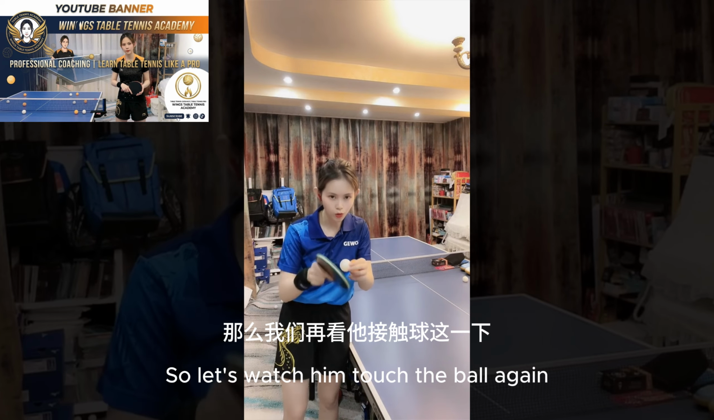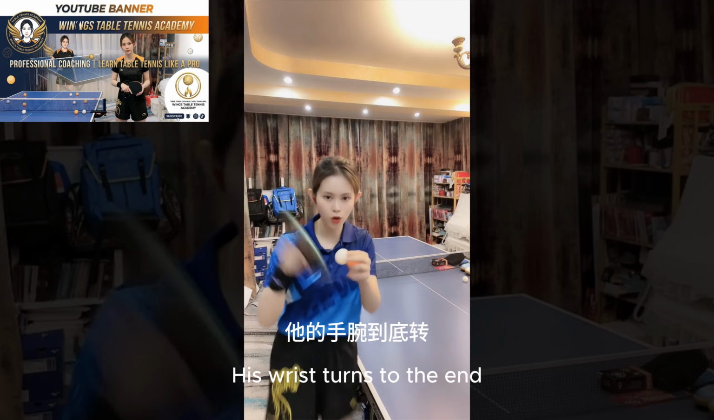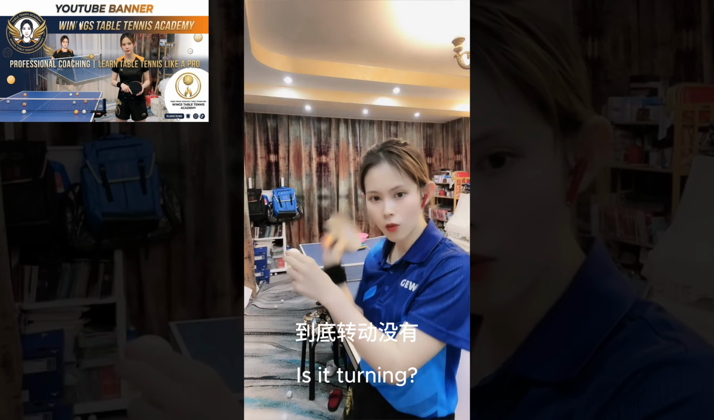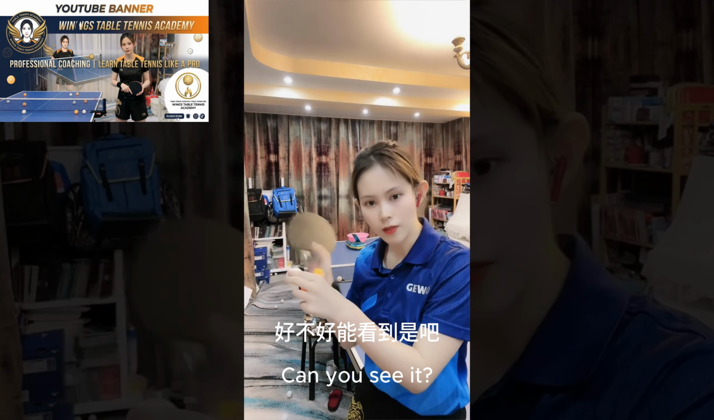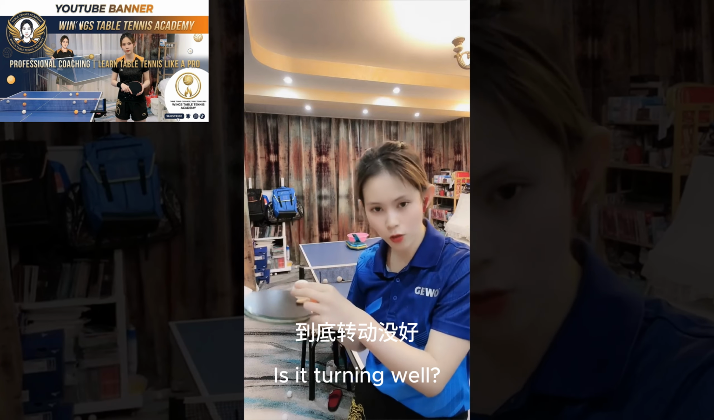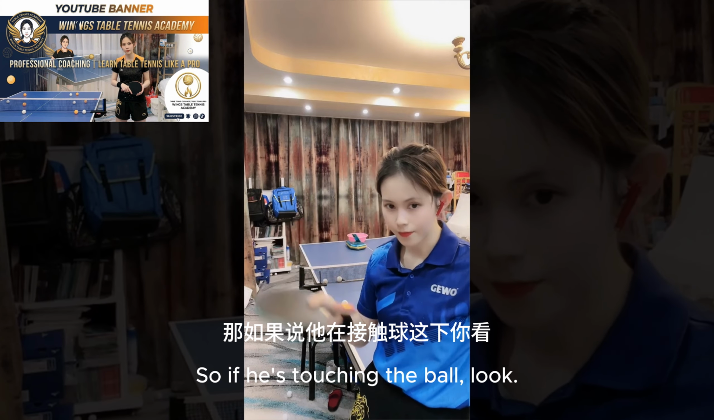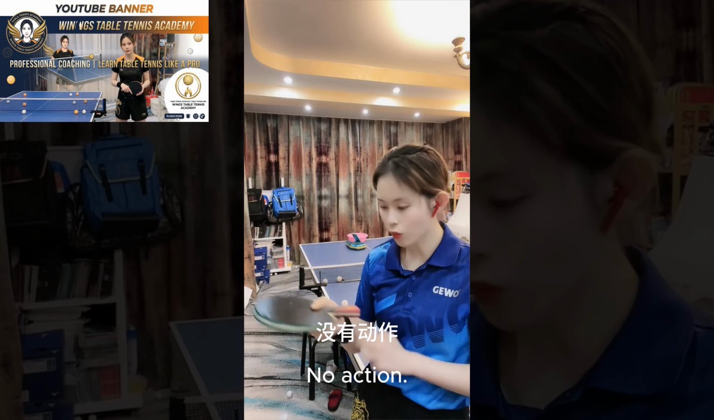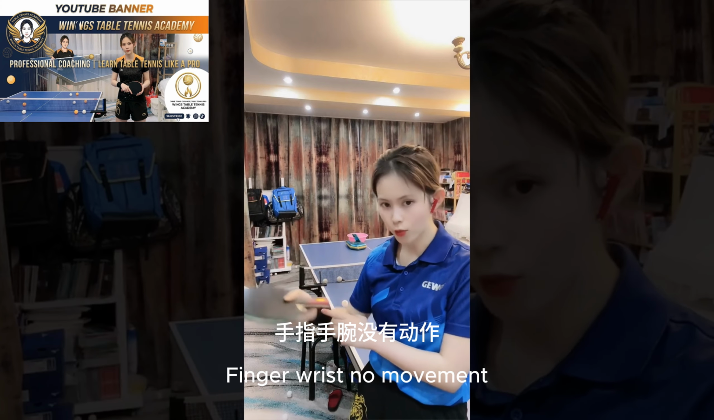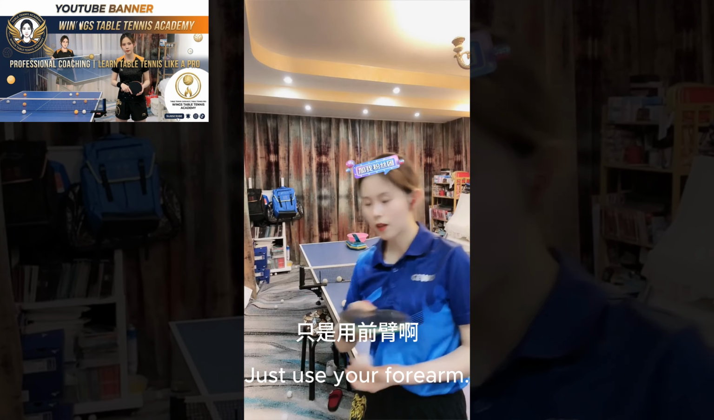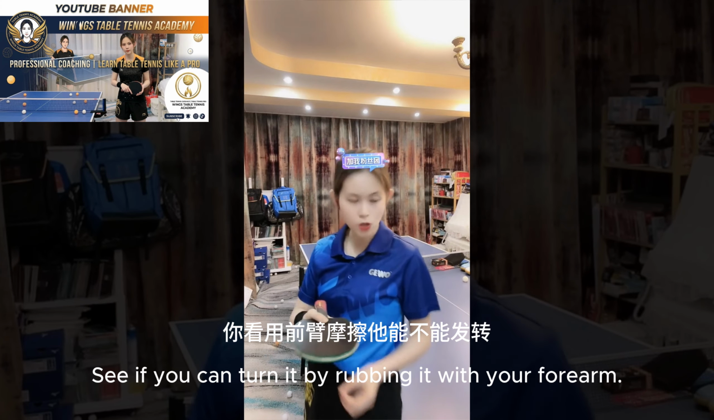So let's watch him touch the ball again. His wrist turns to the end. Did you see it move? Is it turning well? So if he's touching the ball, look. No action. Finger, wrist, no movement. Just use your forearm. See if you can turn it by rubbing it with your forearm.